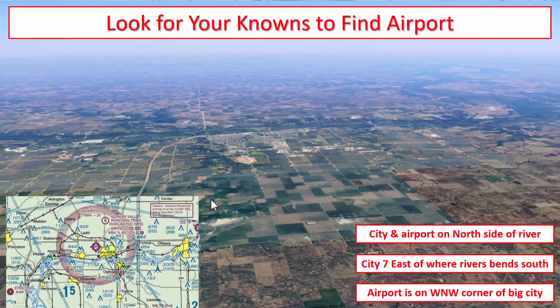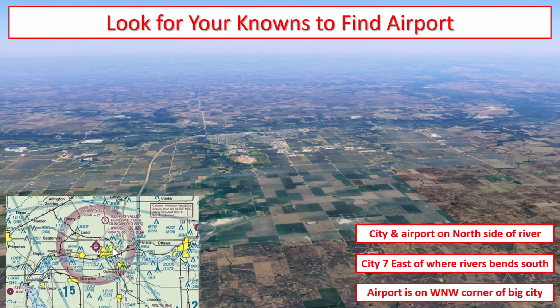So now if we go back to the airport, we're looking for those same knowns, right? The city and the airport are on the north side of the river. I'm flying toward a group of cities. I don't know which one's which, but I could see the river here, all across here. I know the city's on the north side of the river. So there's a city right here. It looks like this could be a city here or something maybe over here. It also looks like this could be something or this.